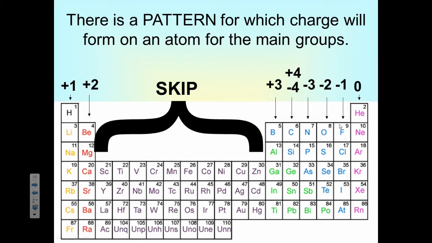Because again, if oxygen gets 2 extra electrons, it's still going to have 8 protons. So it's going to have 2 more negative charges overall. Everything in fluorine's group forms a negative 1 charge, and the noble gases don't form any charge because they're already perfect, so they stay the way that they are.